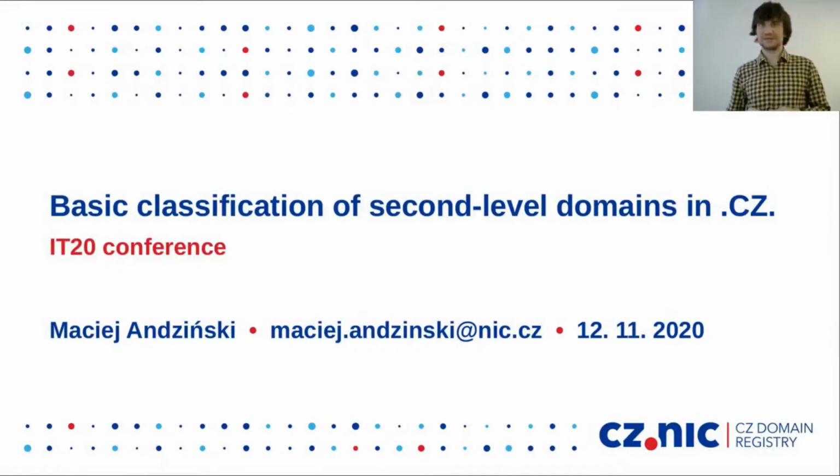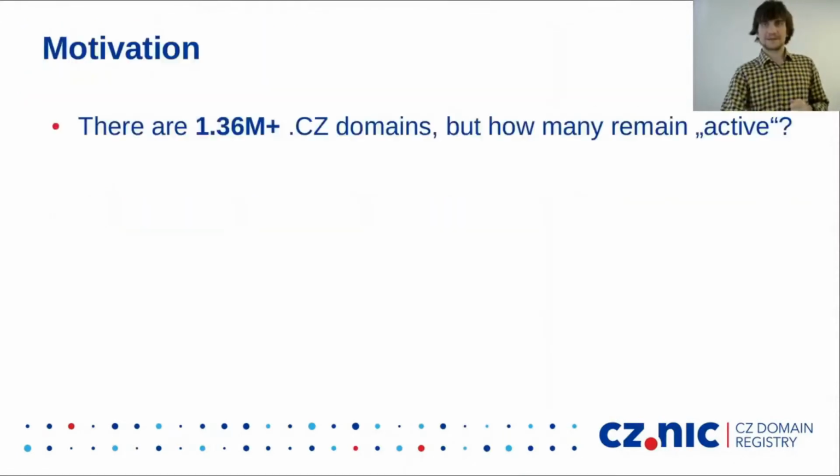I'm involved in the Adam project where we do some data analysis, and today I'd like to tell you about the classification of .cz domains. There are more than 1.3 billion .cz domains and many of them remain inactive, and our goal in this study was to evaluate the number of .cz domains which are active.